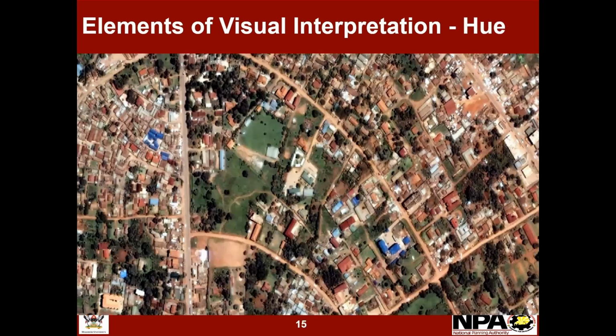The other element of visual interpretation is called hue. And what is a hue? Hue means color. Here we have this satellite image, which I've showed you many times, and we can distinguish different features based on their color.